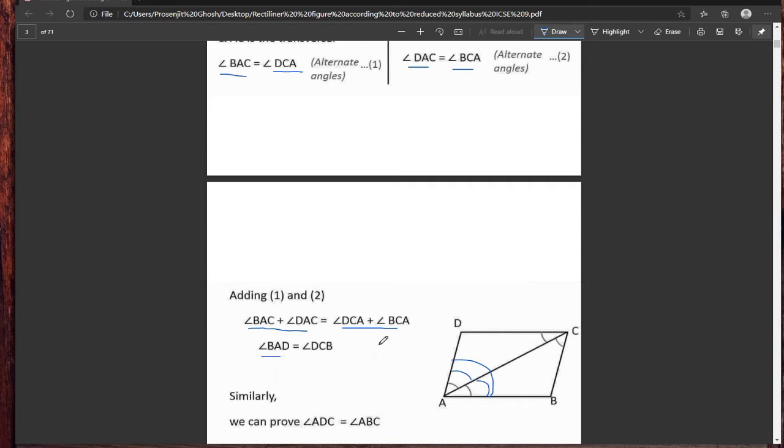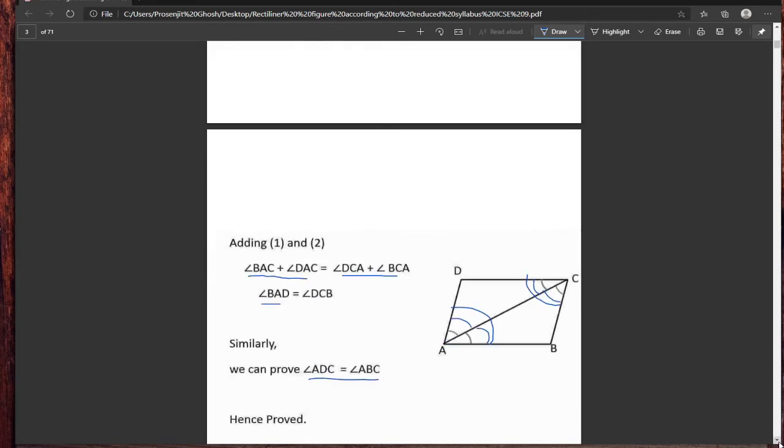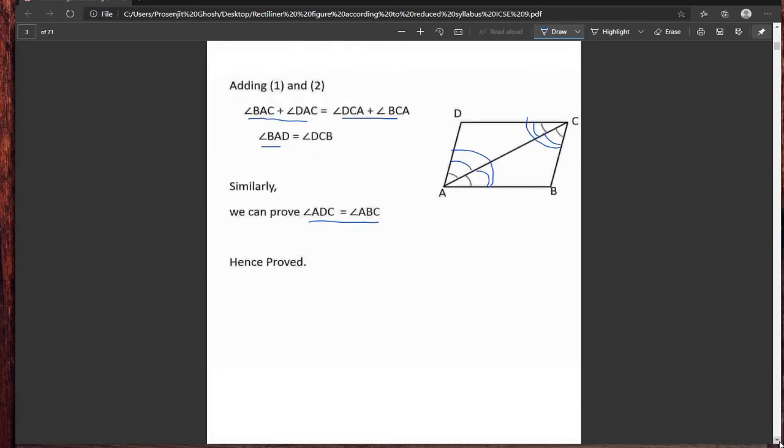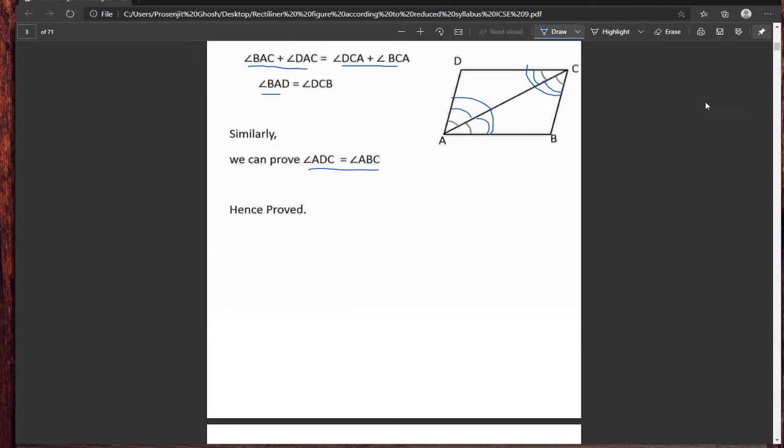Similarly, if you look at the other side, it is DCA plus BCA. Again the same thing, the total angle, so the angle is DCB. I hope the idea is clear right now. You get that opposite angles are equal to each other, and that is what we had to prove over here. Hence it is proved. Alright, so the first thing is done.